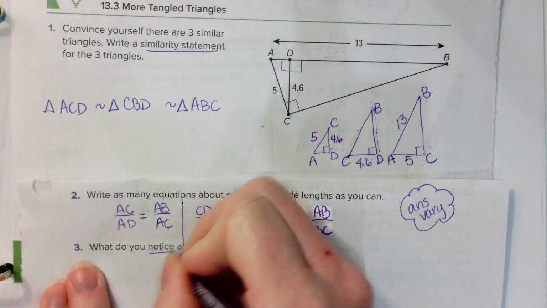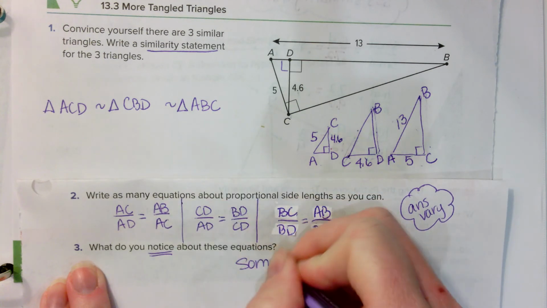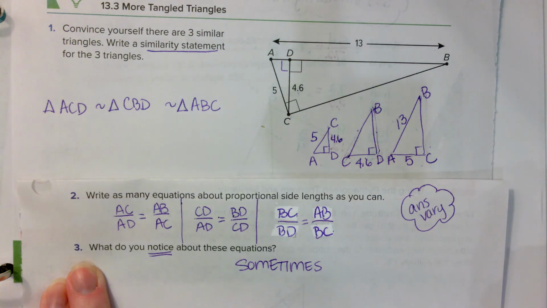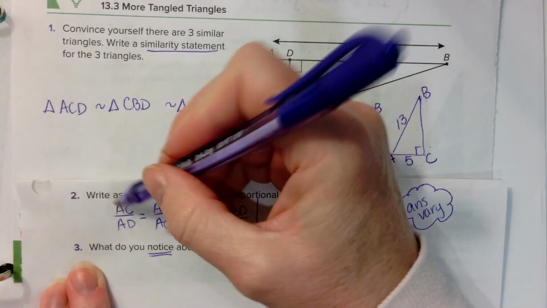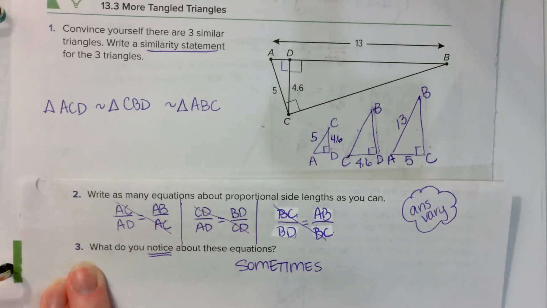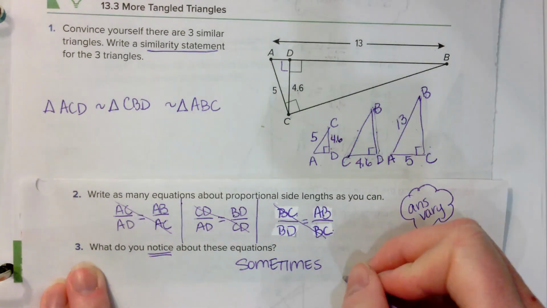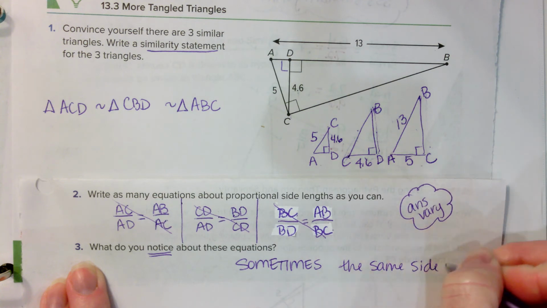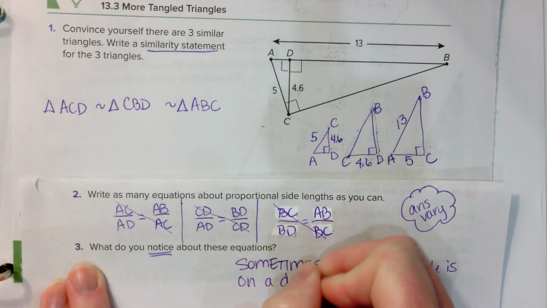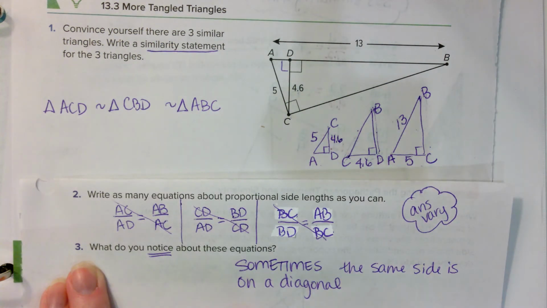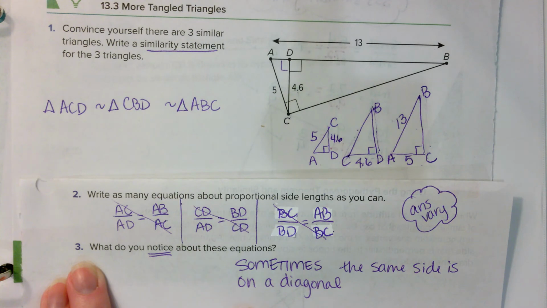But sometimes, it says, what do you notice about these equations? Sometimes, and I realize it's happening in all the ones I wrote, but it doesn't have to happen. Sometimes you'll see the same ratio on the diagonal. So look at yours. Did that sometimes happen in one of your 3? Sometimes the same side is on a diagonal. We're going to be using that when we learn about the geometric mean.